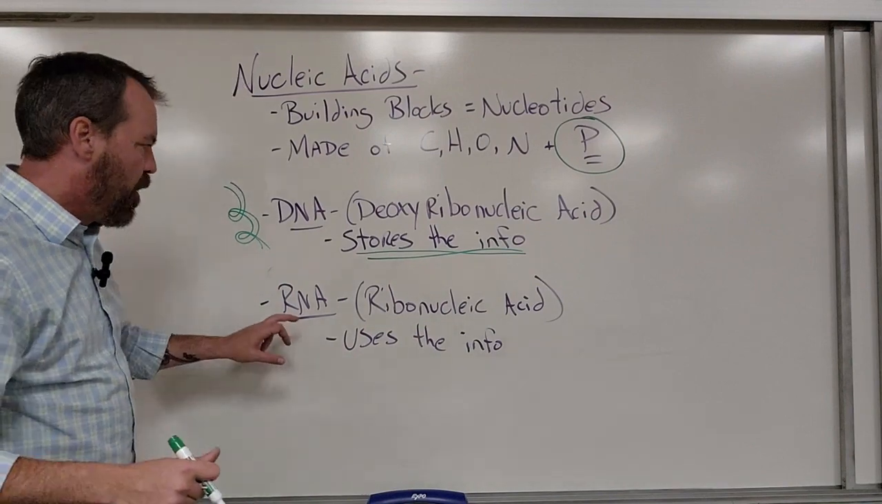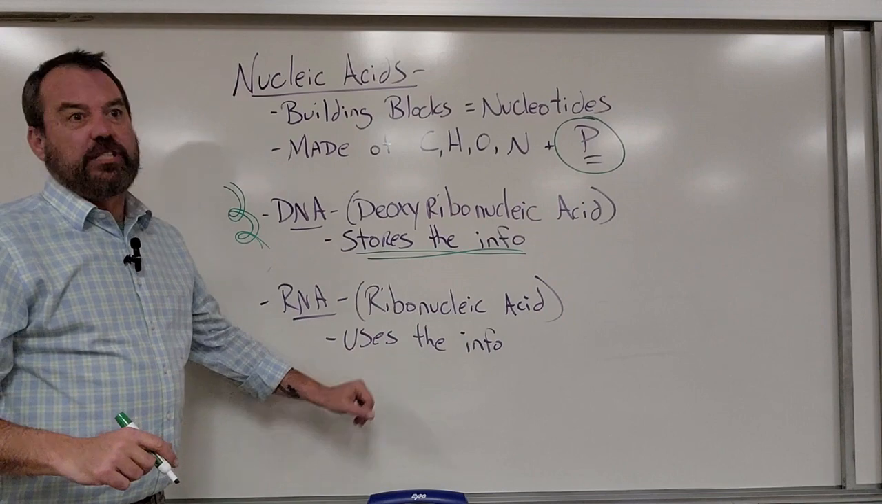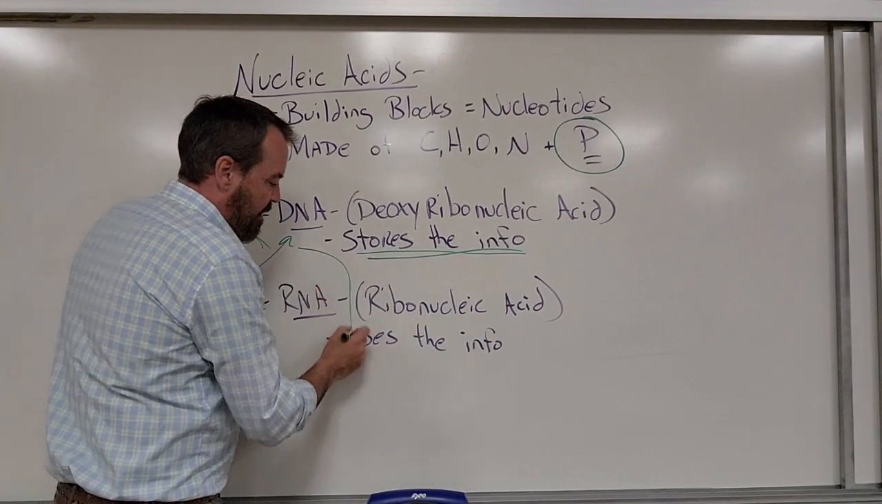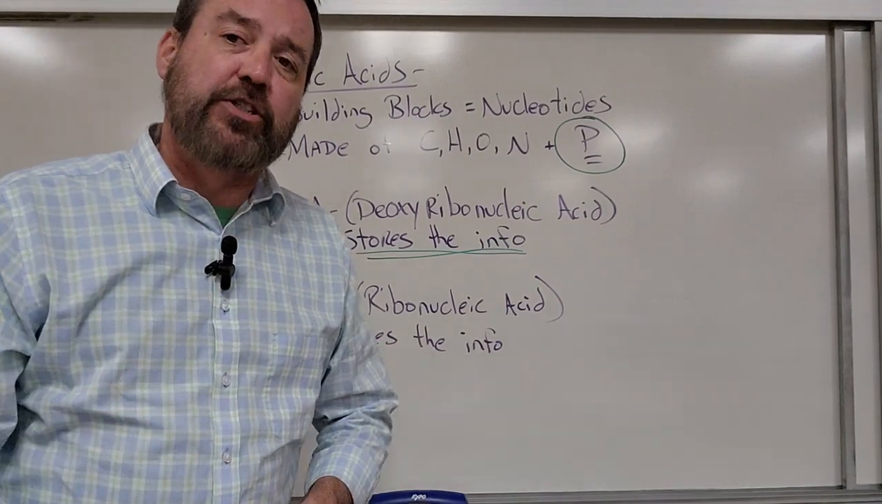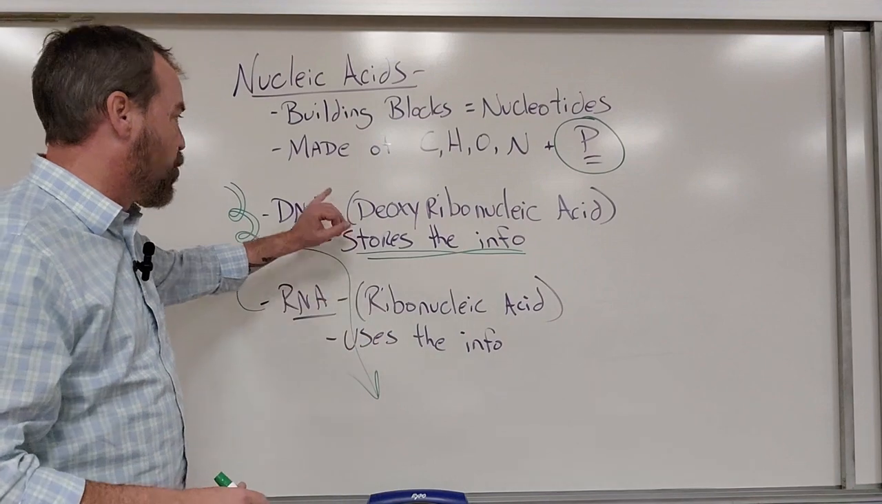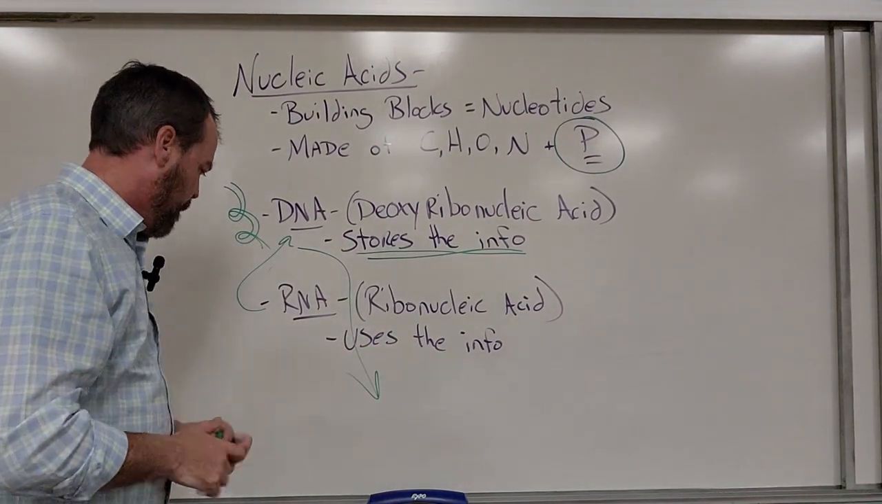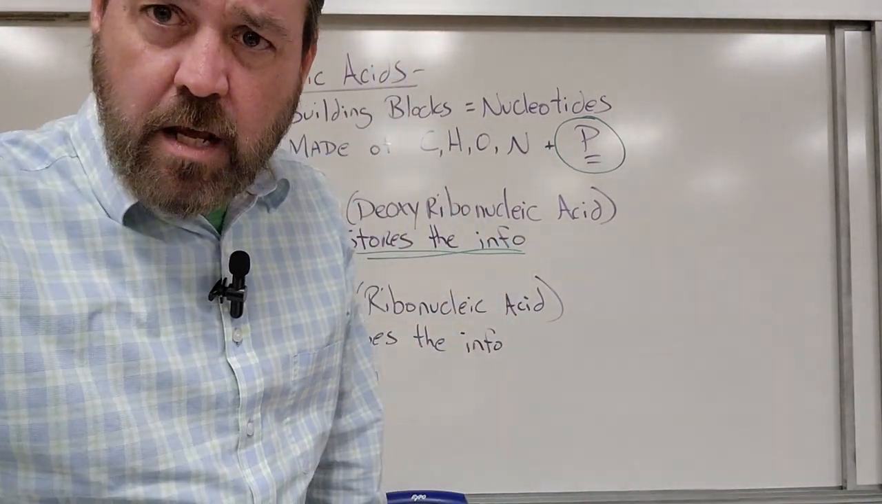RNA, ribonucleic acid, uses the information. It gets in, makes a copy of the DNA, and then it runs back out of the cell and actually uses that information to start making protein. So DNA stores the information, RNA uses the information. All right, so that's a quick rundown of the macromolecules. Good luck.